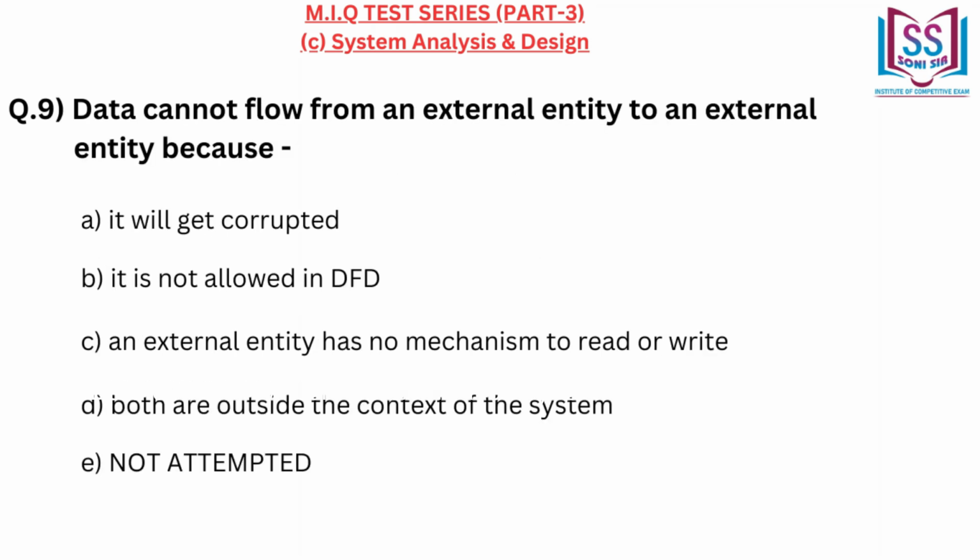Data cannot flow from an external entity to an external entity because A. It will get corrupted. B. It is not allowed in DFD. C. An external entity has no mechanism to read or write. D. Both are outside the context of the system.